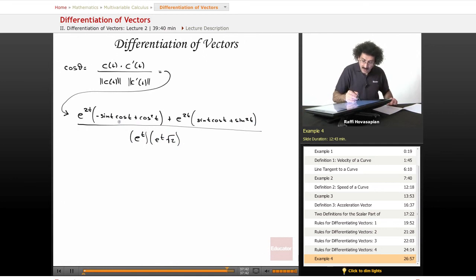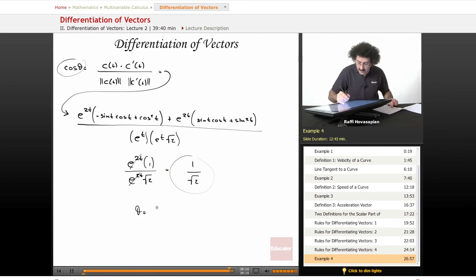Now, this and this factor out. I have to combine these. This minus sine cosine t plus sine cosine t, they cancel. Cosine squared plus sine squared is 1. You end up with the following. You end up with e to the 2t times 1 over e to the 2t times rad 2. That goes away, and I'm left with 1 over rad 2. Cosine of theta equals 1 over rad 2. Therefore, theta equals pi over 4. So we got what we wanted.